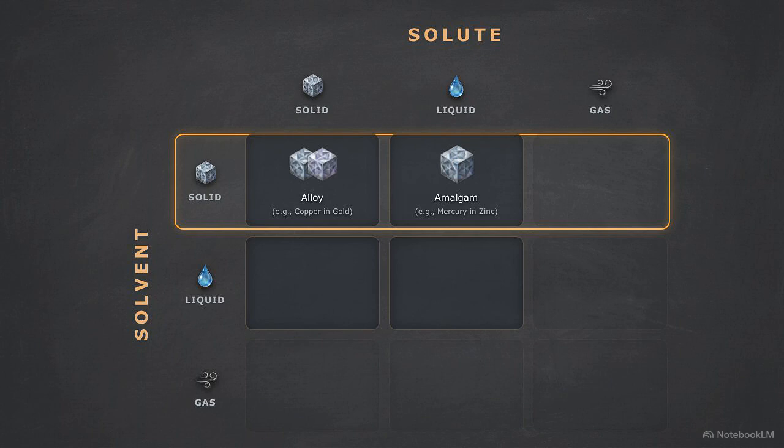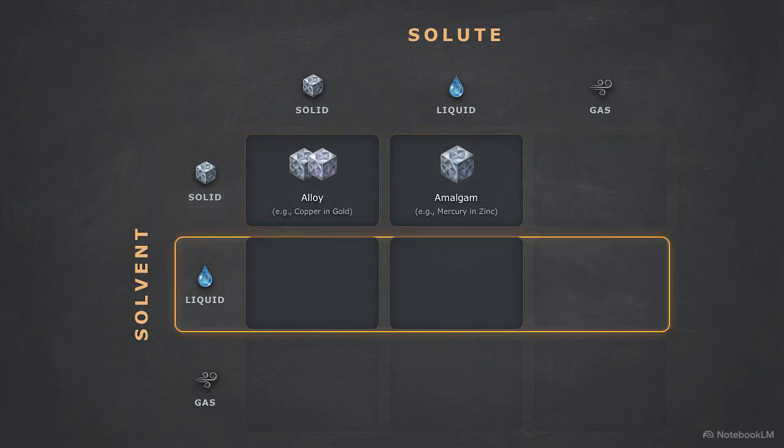In the solid solvent column, a solid easily dissolves another solid. When copper mixes uniformly into gold, you get an alloy, a solid in solid solution. Liquids can also dissolve directly inside solid metals. When liquid mercury diffuses into solid zinc, it forms a strictly uniform amalgam. This is a liquid in solid solution.